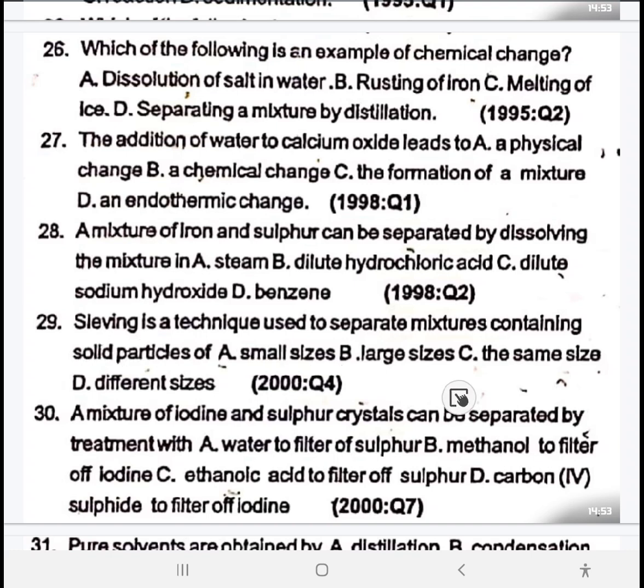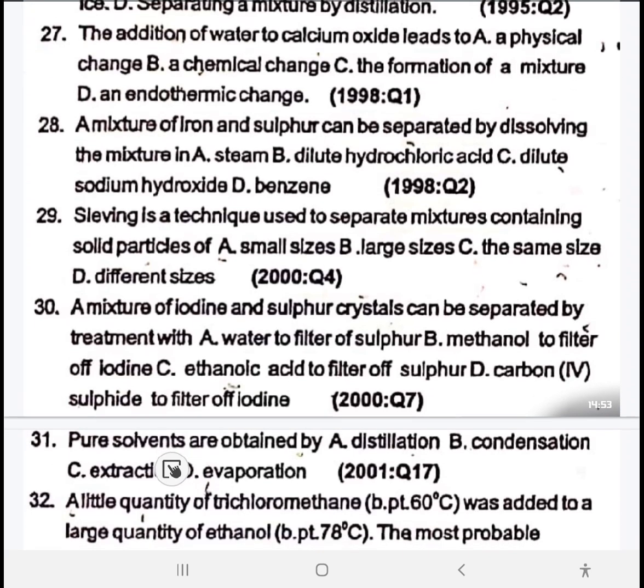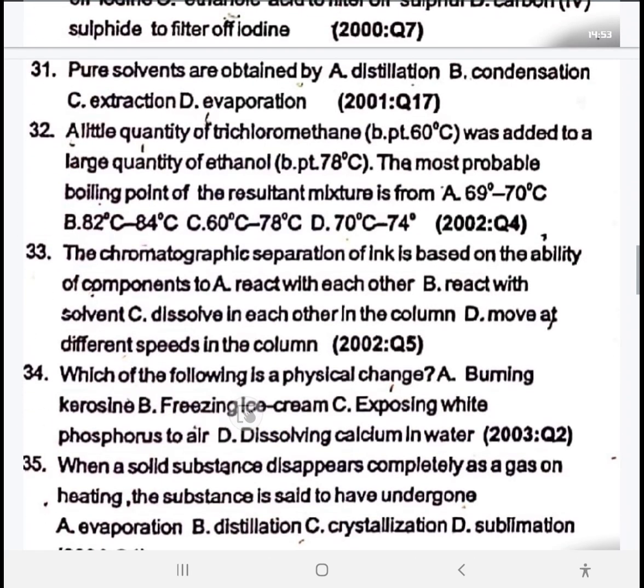29. Sieving is a technique used to separate items with different sizes. 29 is option D, different sizes. 30. A mixture of iodine and sulfur crystals is best separated by carbon disulfide to filter off iodine. Carbon disulfide is a suitable solvent for sulfur. 31. Pure solvents are obtained by option A, distillation.